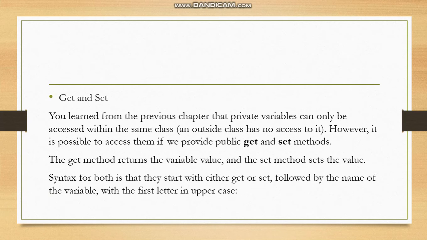You learned from the previous chapter that private variables can only be accessed within the same class and outside has no access to it. However, it is possible to access them if we provide public get and set methods. The get method returns the variable value and the set method sets the value.